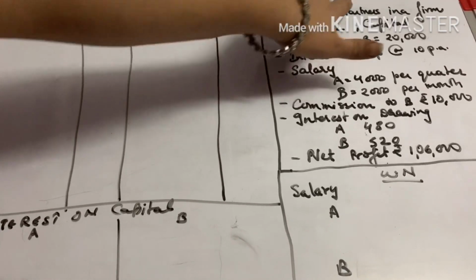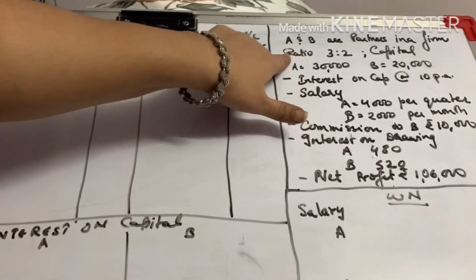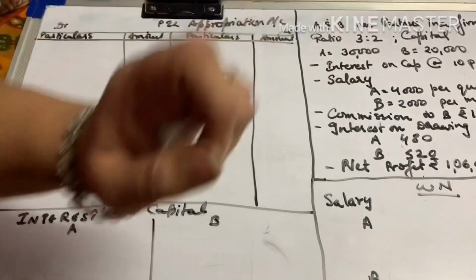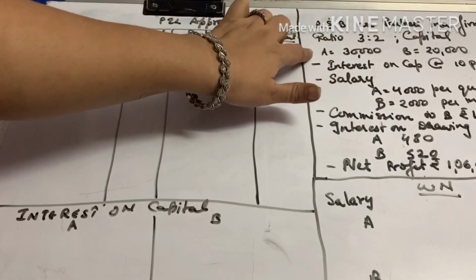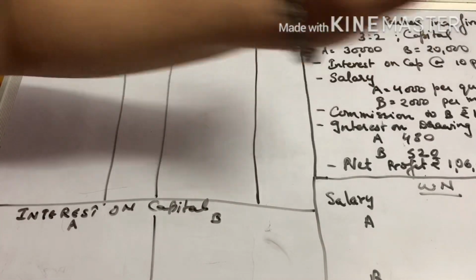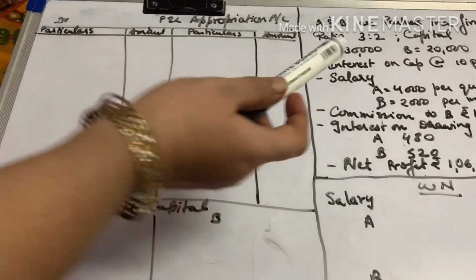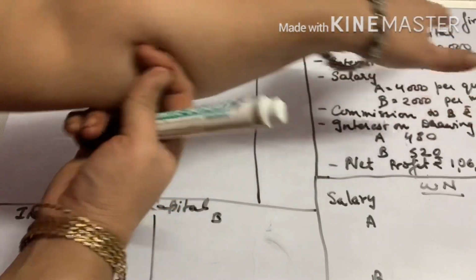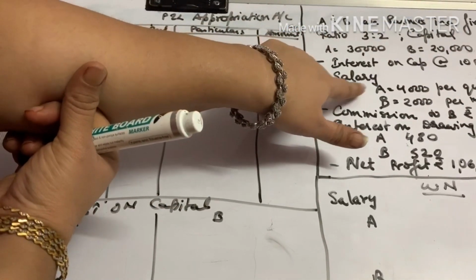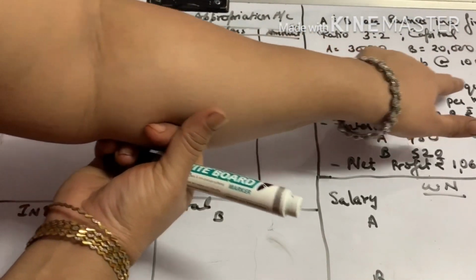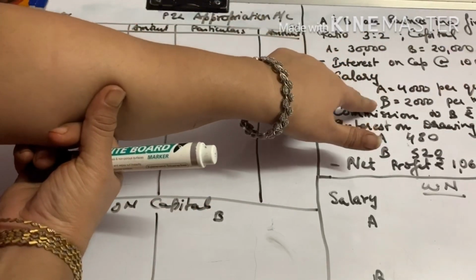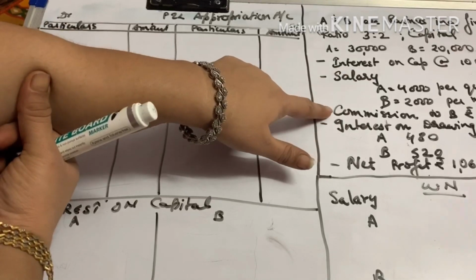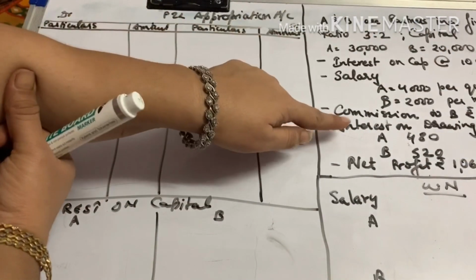A and B are partners in a firm. They share profit in the ratio 3:2 and the capitals were: A's capital is 30,000 and B's capital is 20,000. They will be entitled to interest on capital at 10% per annum. Salary of A is 4,000 rupees per quarter. B's salary is 2,000 per month. Commission of B is 10,000 rupees.